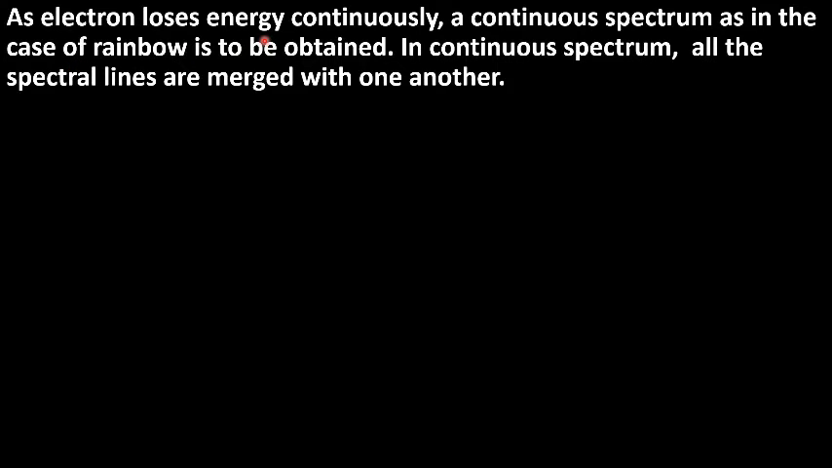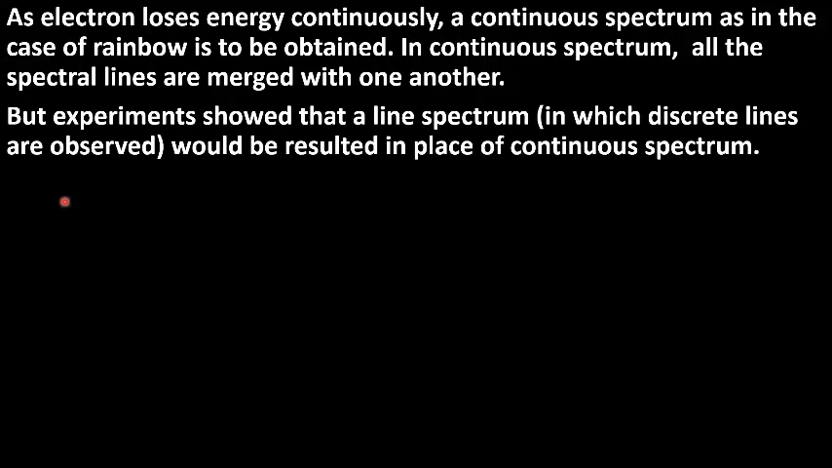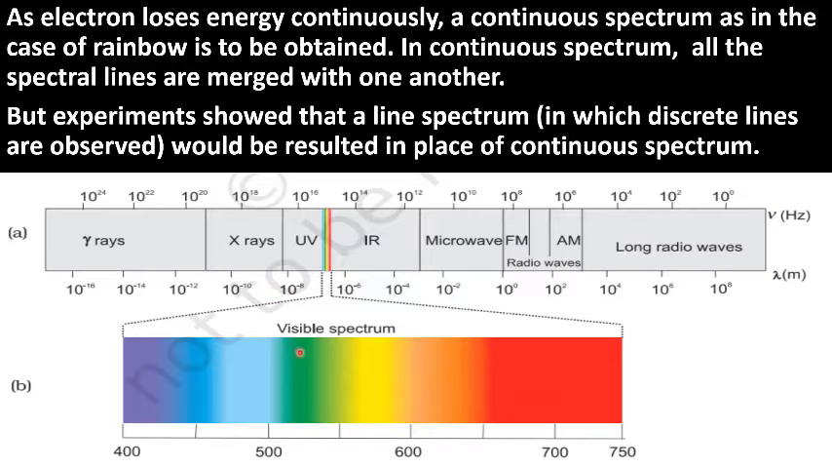As electron loses energy continuously, a continuous spectrum, as in the case of rainbow, is to be obtained. In continuous spectrum, the colors are merged with one another. But experiments showed that a line spectrum, in which discrete lines are observed, is obtained in place of continuous spectrum. This is the figure showing continuous spectrum. These are the rainbow colors, or we can call it a visible spectrum. So these are the VIBGYOR colors. One color is merged with its next color. Thus it is referred to as continuous spectrum.